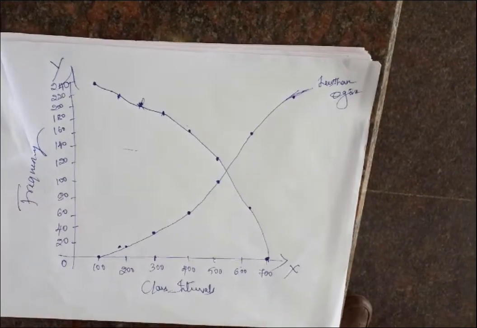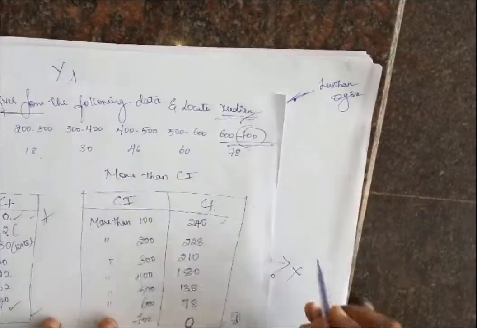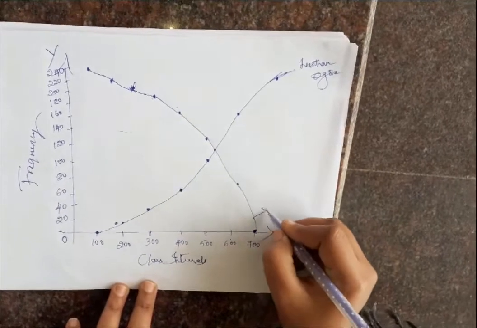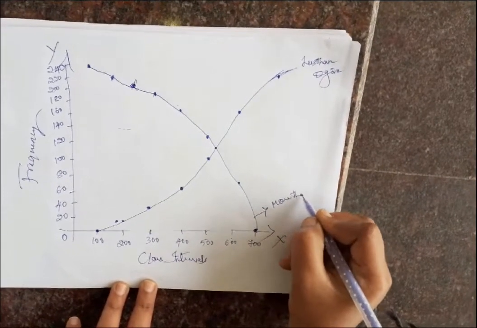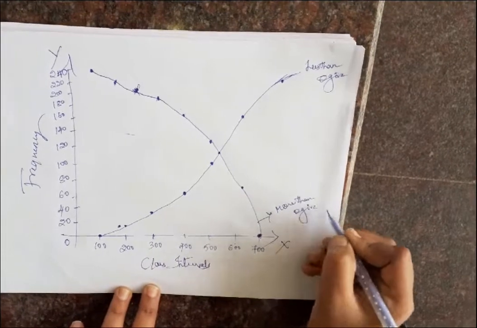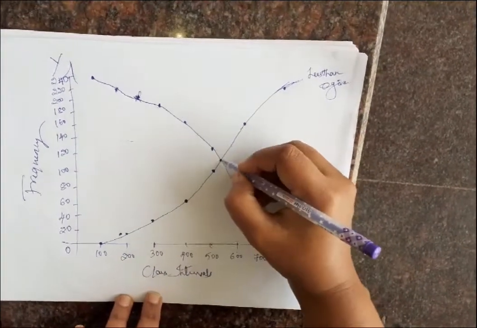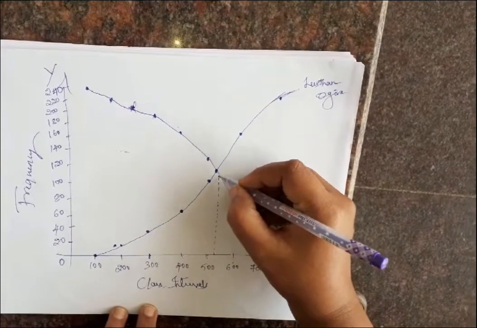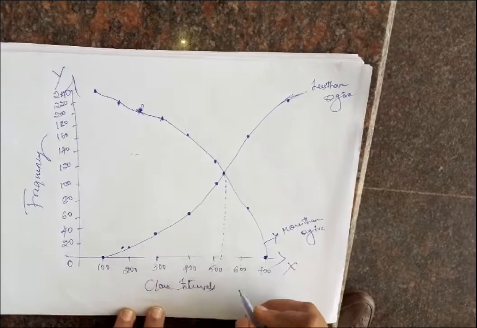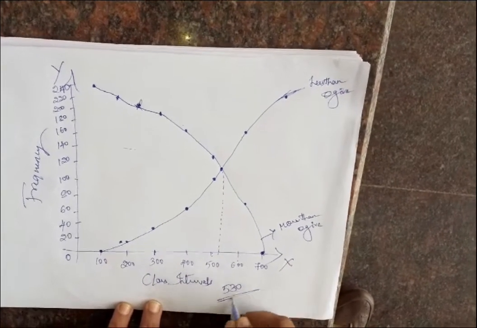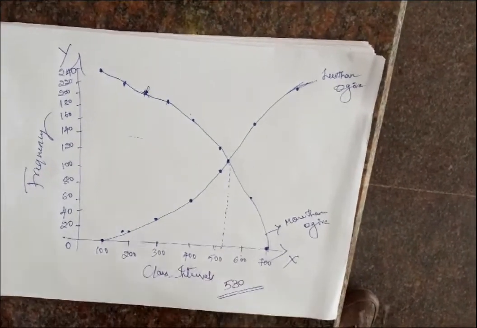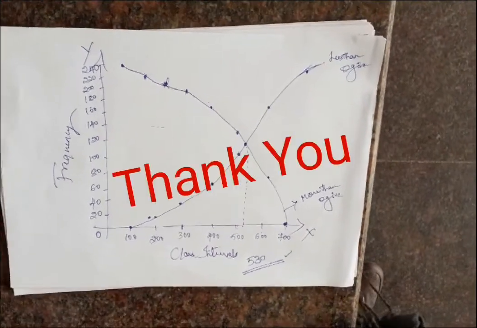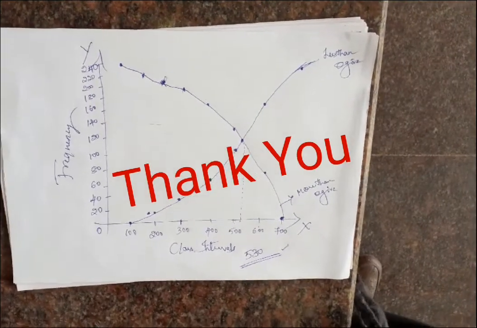They are asking us to find the median, right? The median is the intersecting point of the more than as well as less than ogives. So here the intersecting point is, we got it here, and you can draw a dotted line from that. You will get 530 as the median for this. If you use graph paper, you will get the exact value. So this is how you have to solve while preparing the ogive curves.